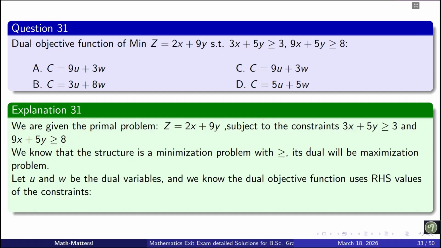So let's assume that U and W are the dual variables, the new variables, and we know that the dual objective function uses the right-hand side values of the constraints. That means the right-hand side values are 3 for the first constraint and 8 for the second constraint. Therefore, maximize C, which is equal to 3U plus 8W, where U and W are the dual variables, 3 is the right-hand value of the first constraint, and 8 is the right-hand value of the second constraint.